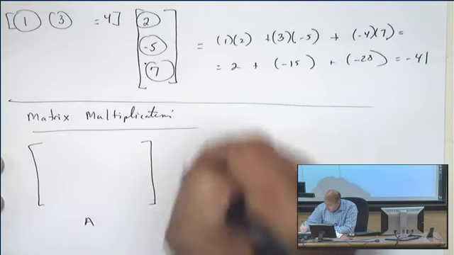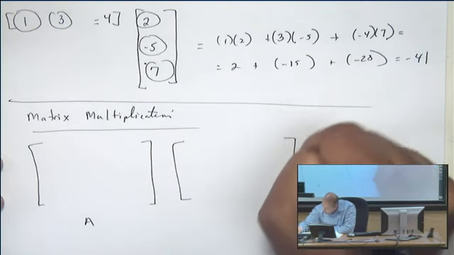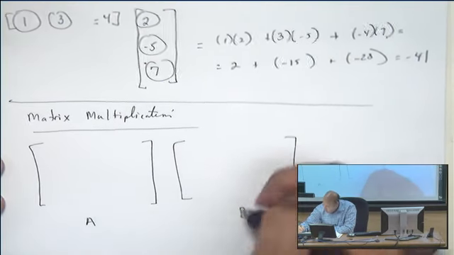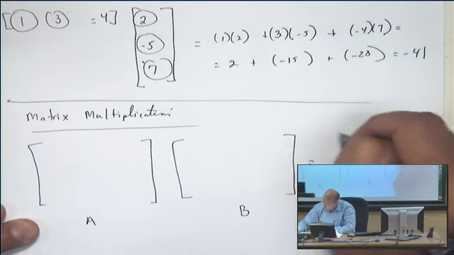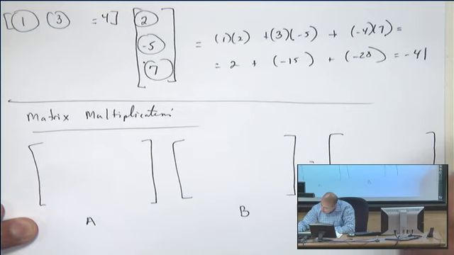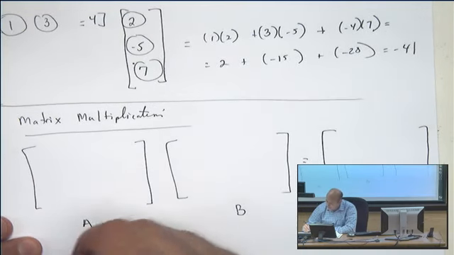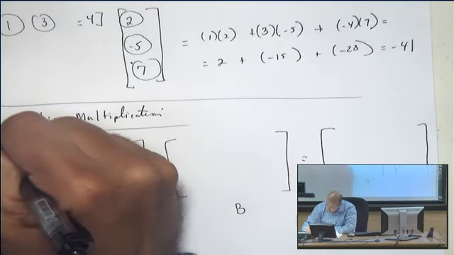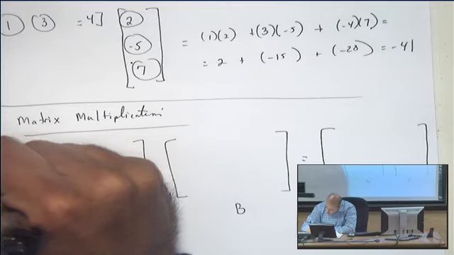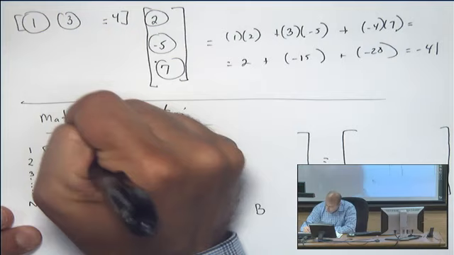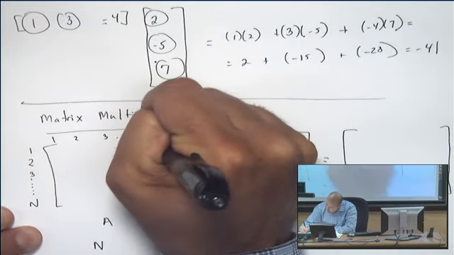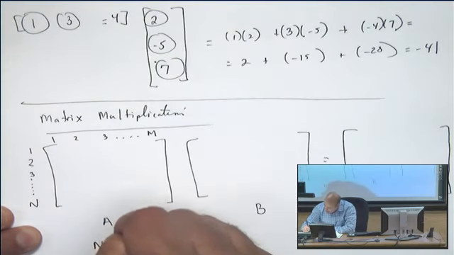Say this is A and this is B. In order for matrix multiplication to work, what I would get is a C matrix. Let's say that this has n rows, so this is row 1, 2, 3, all the way to n. And let's say it's got m columns, so 1, 2, 3 to m. So this is an n by m matrix.